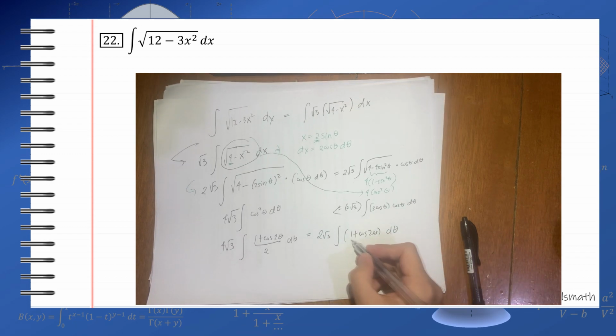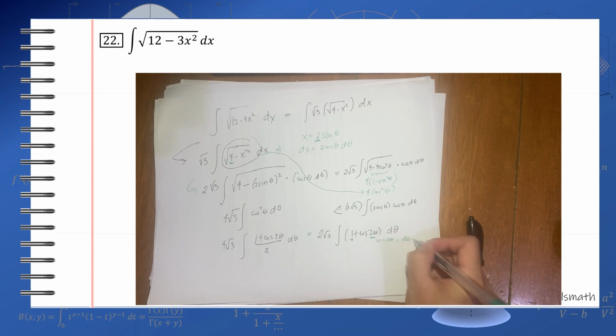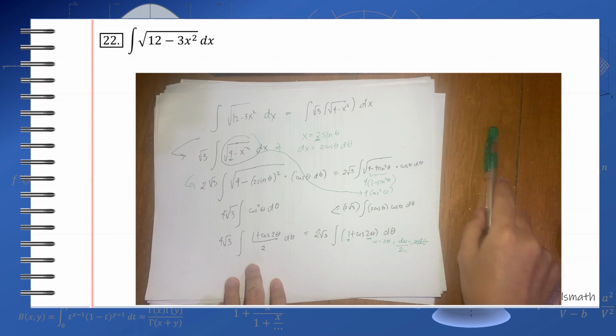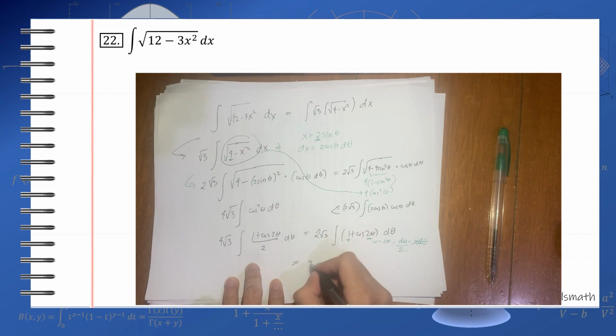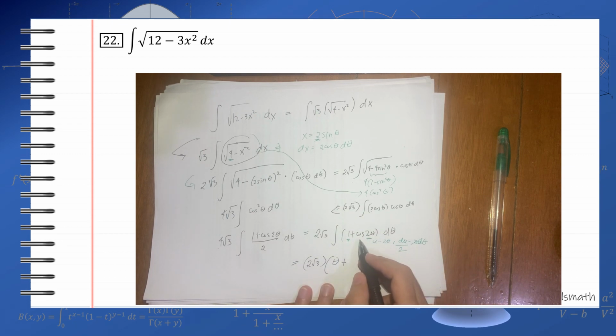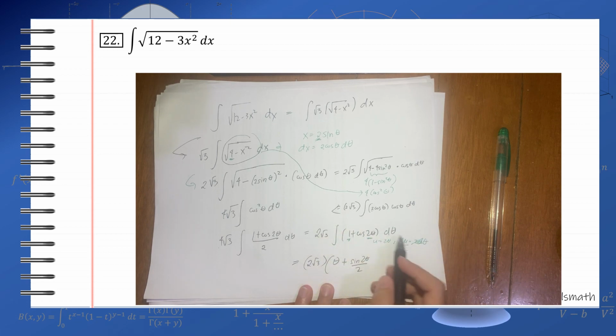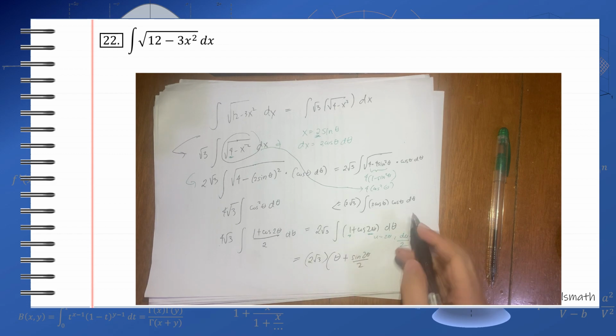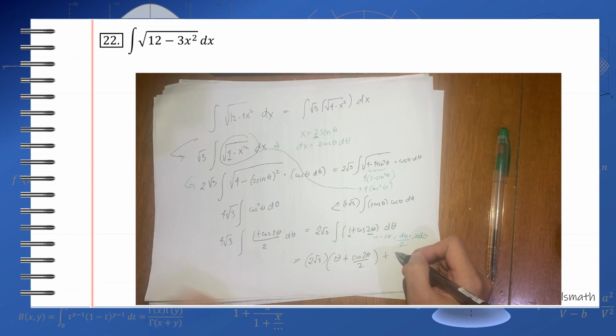This one we can integrate easily. For this one, we use the substitution u equals 2 theta. Then du is equal to 2 d theta, so I'll take out the factor of 1/2 here. Then I'll just skip to the answer. The answer is 2 square root of 3 times theta plus sine 2 theta over 2. That's because this becomes the integral of cosine u, the antiderivative of cosine u is sine u, and then you have the factor of 1/2 here, plus c.